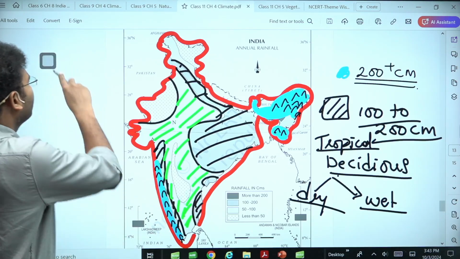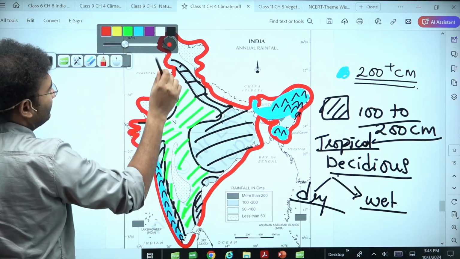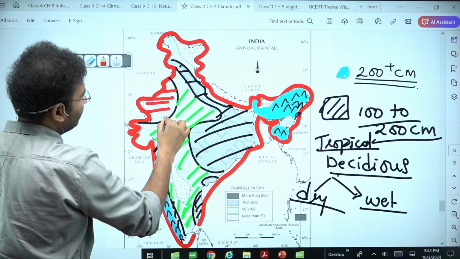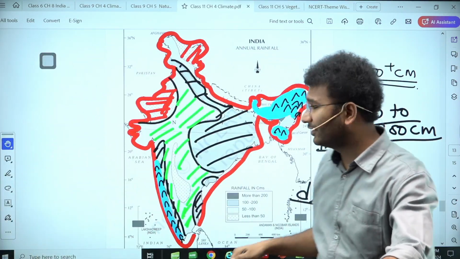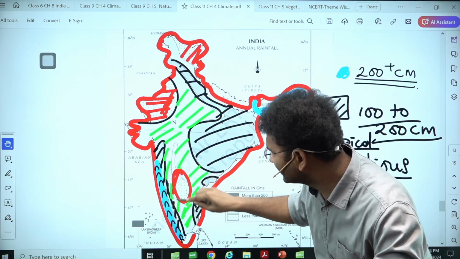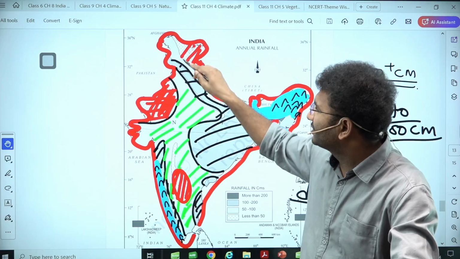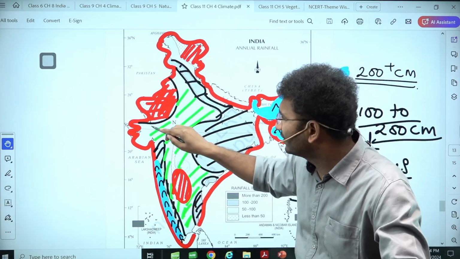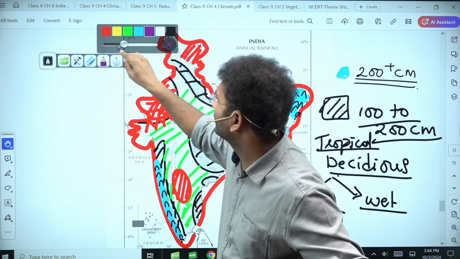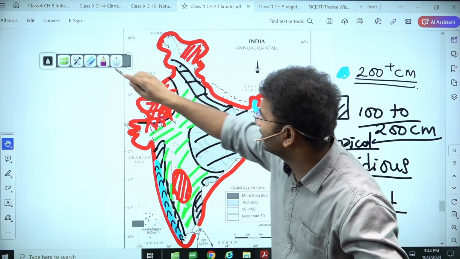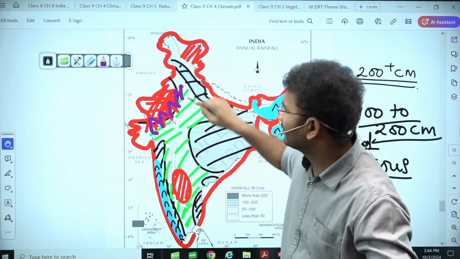And lastly, the rainfall that you get to see at less than 50 centimeters is this. These are the desertified areas, one in Ladakh, one in Rajasthan, and the semi-arid region. I told you the rain shadow region is there. Here, this is your rain shadow region. Because of being a rain shadow region, you do not get rainfall. Why is Rajasthan a rain shadow region? Because of the Aravalli mountains here. They will not let the rain come to this part of the area.